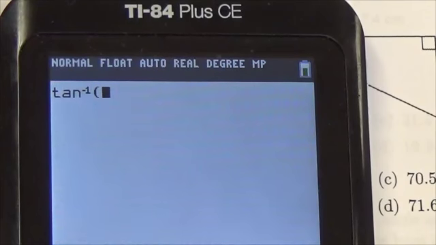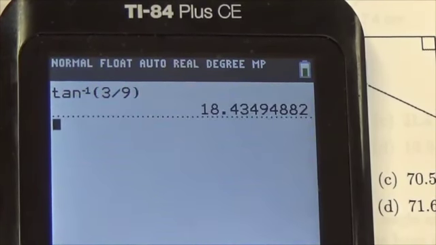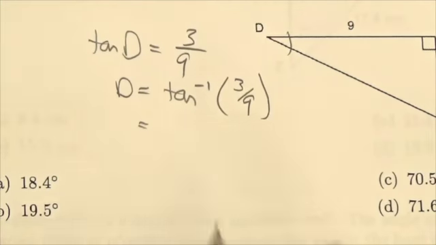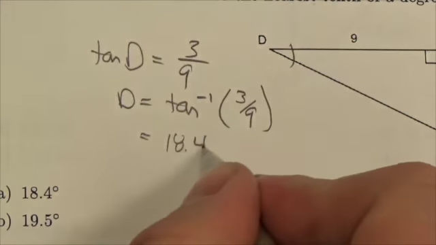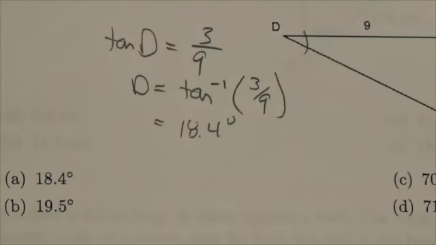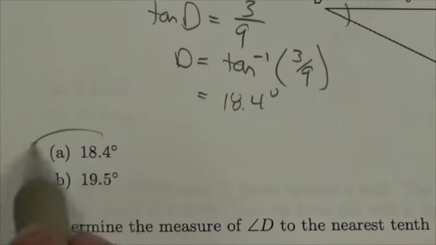And now I'll type in the ratio, which in this case was 3 divided by 9. Close my brackets and press enter, and I get that the angle is 18.4, to the nearest tenth. So 18.4. Now if I go down and check my options here, you can see right away that is option A.